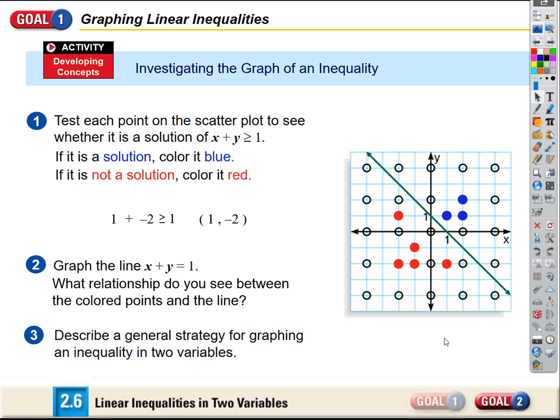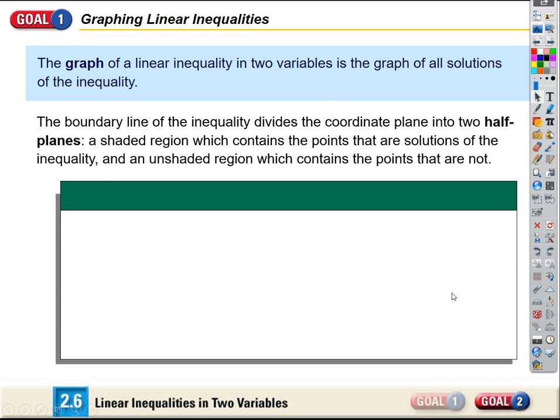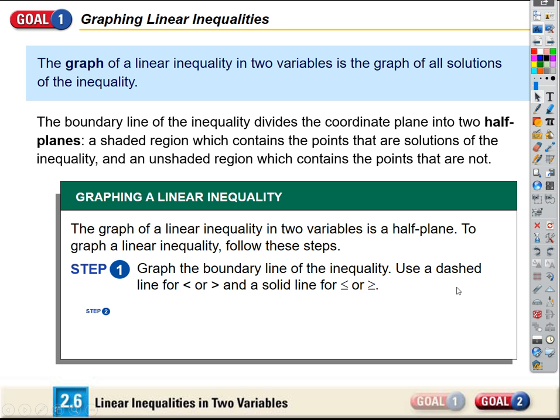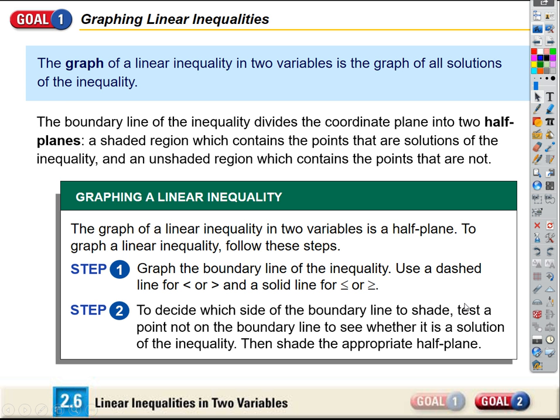Okay, so our strategy, as you just told me: graph the boundary line, dash line for less than or greater than, solid line if we include equal to, and then to decide which side to shade, test a point. Okay, and that always works. Test a point that's not on the line. Pick the easiest one. What if the line went through the origin? What would we probably pick? Or maybe like 1, 0 or something like that, right? We can have at least 1, 0 in there to substitute. Make it easy.